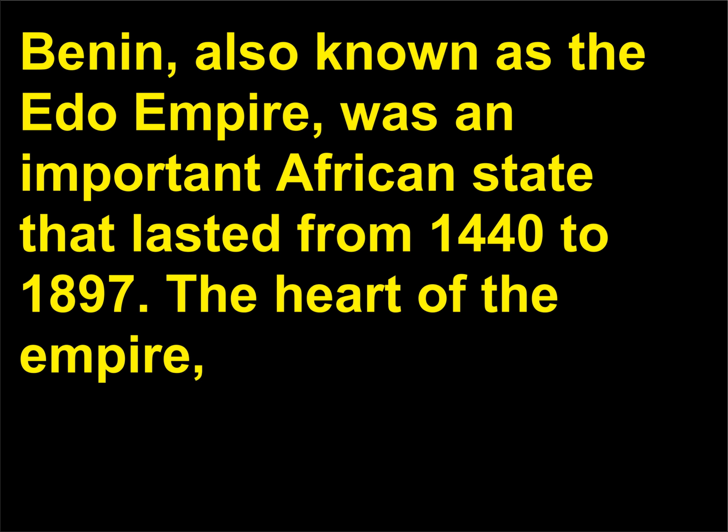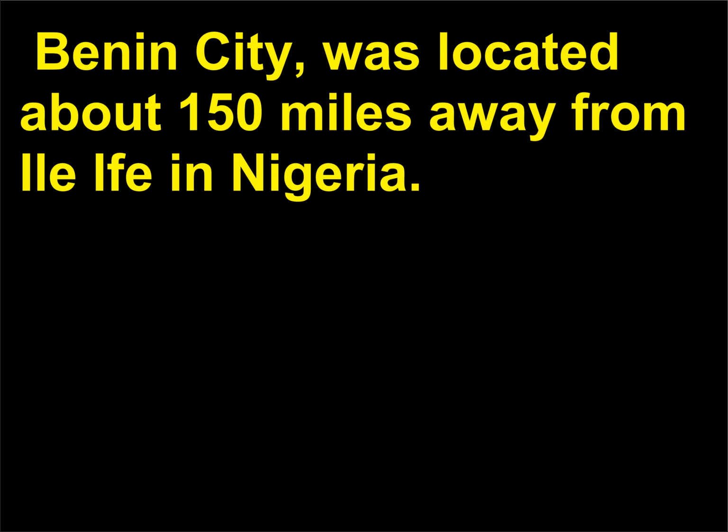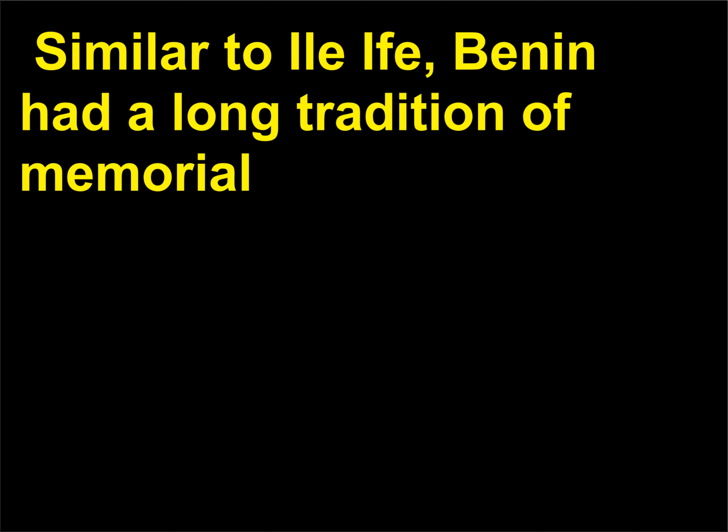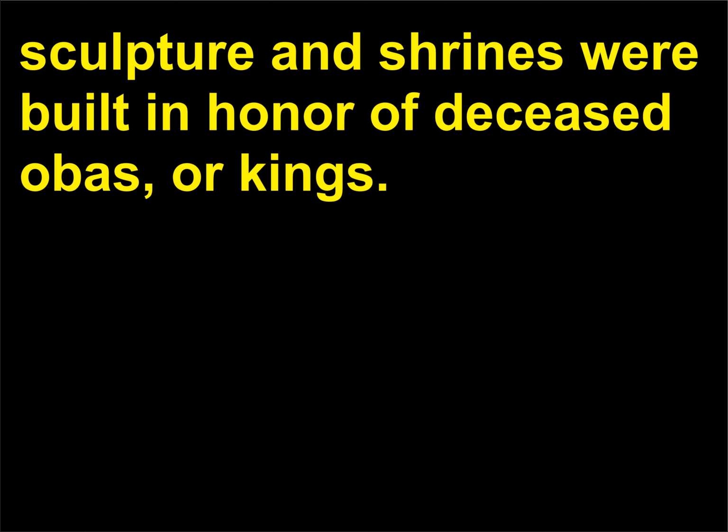Benin, also known as the Edo Empire, was an important African state that lasted from 1440 to 1897. The heart of the empire, Benin City, was located about 150 miles away from Ile-Ife in Nigeria. Similar to Ile-Ife, Benin had a long tradition of memorial sculpture and shrines were built in honor of deceased obas, or kings.